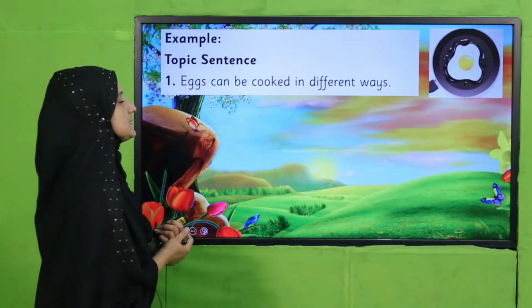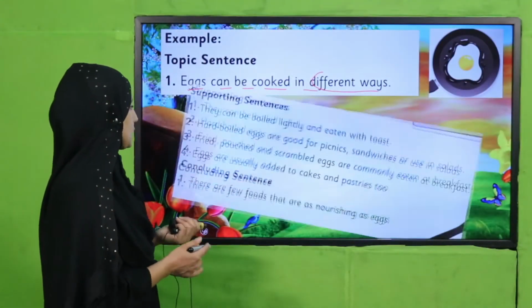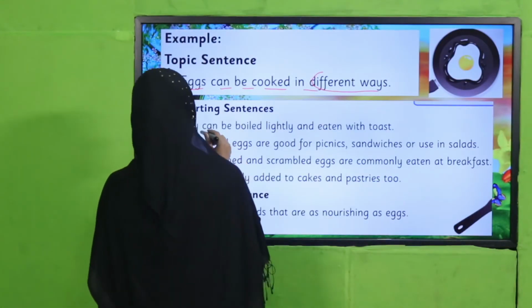Here is an example for a topic sentence. Eggs can be cooked in different ways. There we have a topic sentence about eggs, that they can be cooked in different ways. That way we like, we can enjoy. And what are the supporting details about eggs?